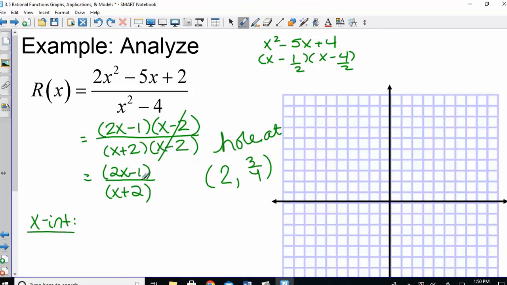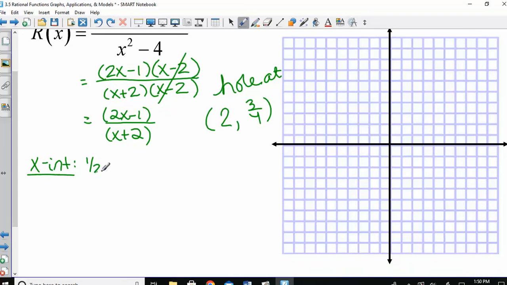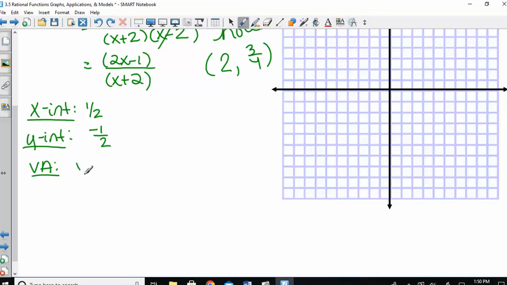So x-intercept, what makes the top 0? 1/2. Y-intercept, if I plug in 0 for all of my x's, I get -1 on top, +2 on the bottom. Vertical asymptote, what makes the bottom 0? X equals -2.